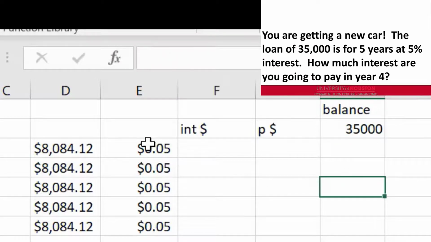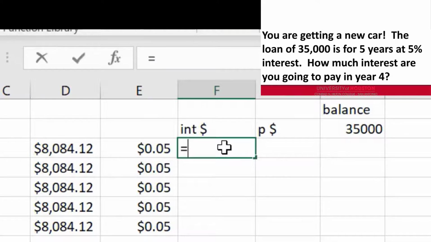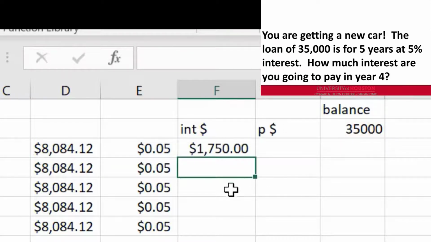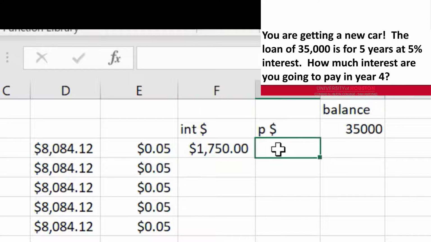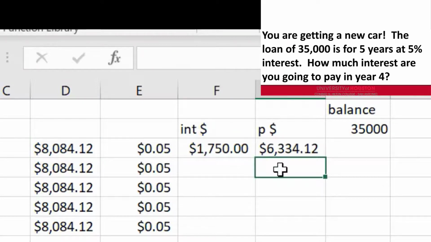The first year, I owe 5% interest on the outstanding balance. So the interest that I owe for the first year is 5% times $35,000. I owe $1,750 in interest, but I'm paying $8,084. So I'm paying more than the interest, and I can figure out that number by taking my full payment, subtracting out the portion that goes to interest, and I get that I've paid $6,334.12 beyond what I owed in interest.